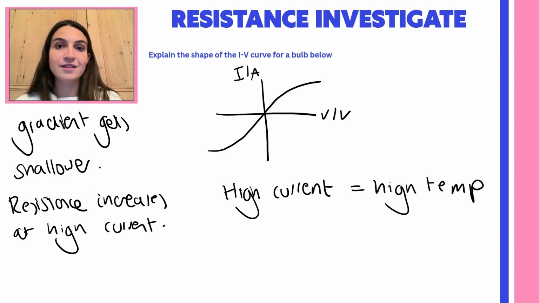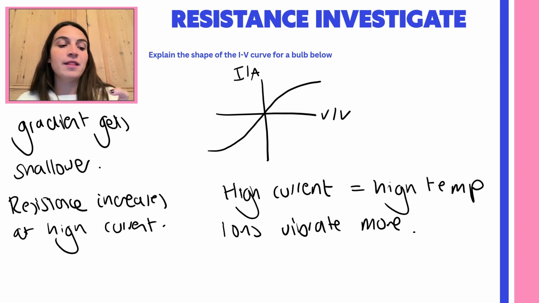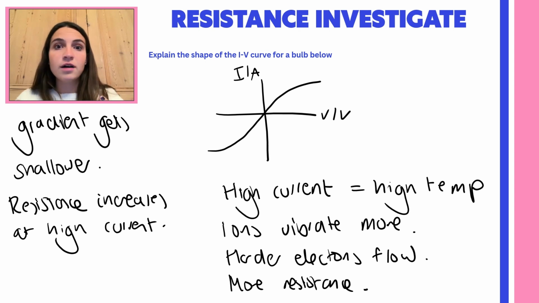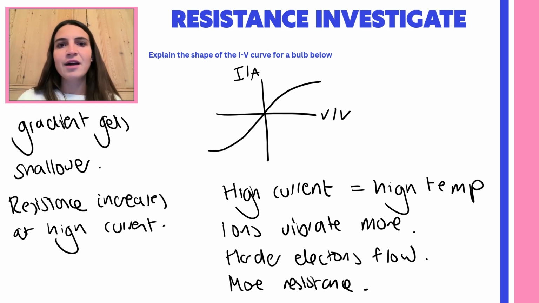At high current, I have a higher temperature in the filament within my bulb. And that means that within the filament, the positive ions that my electrons are trying to move through are vibrating more at those higher temperatures. So that's making it harder for the electrons to make their way through all these ions that are now vibrating more vigorously. And that in effect means I have more resistance in my filament bulb. The harder it is for my electrons to get through, the higher my resistance is.